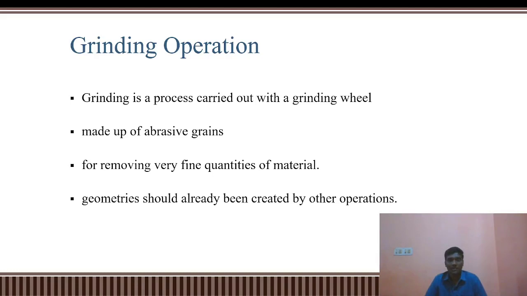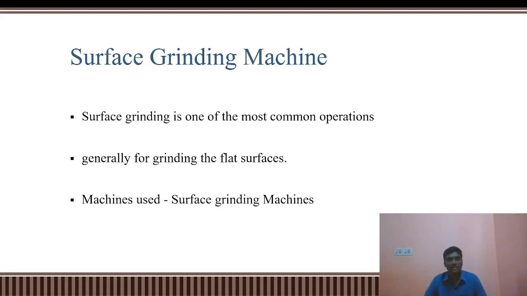So after making a prototype using primary processes like additive manufacturing, I'll come to the grinding operation to give a better finish to that prototype. That's why grinding operations are considered a secondary process. Before coming to the grinding operation, the part should be created using another operation. That is the point I have mentioned here. And the next slide is surface grinding machines.